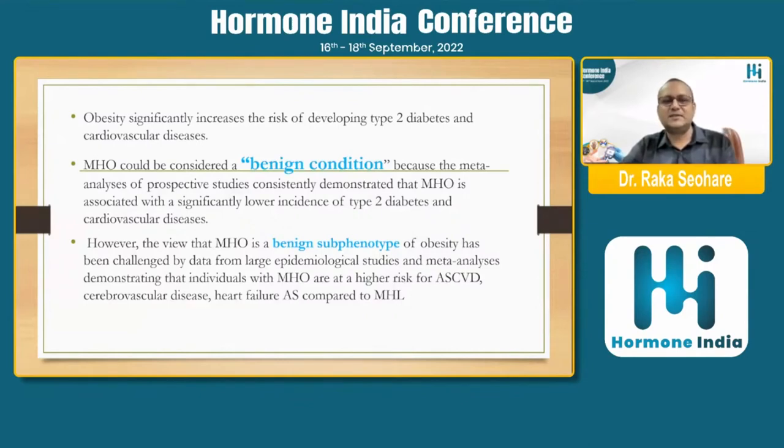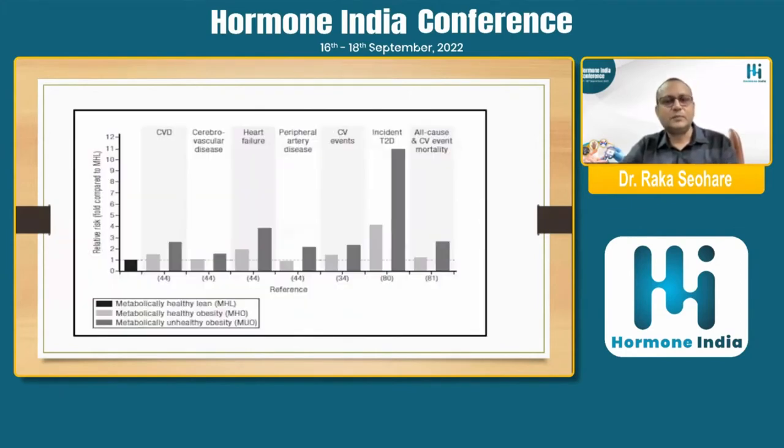And MHO should be considered a benign condition because a meta-analysis of prospective studies has shown that MHO is associated with a significantly lower incidence of type 2 diabetes. But this benign subphenotype of obesity has been challenged by data from large epidemiological studies, showing that even MHO patients are at higher risk of ASCVD in future if not properly taken care of by their physicians, or if the patient does not have proper compliance regarding his or her condition. This has been shown in metabolically healthy lean, metabolically healthy obese, and metabolically unhealthy obese patients: CV and cardiac event rates are very high in unhealthy obese patients compared to metabolically healthy lean patients.